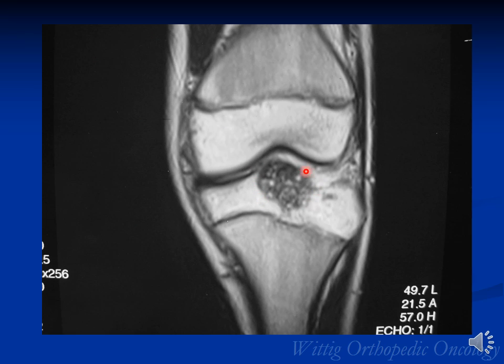And here's the MRI again, showing a very well circumscribed lesion where you can make out the borders of the lesion with normal bone, indicating a benign tumor. This was a chondroblastoma.